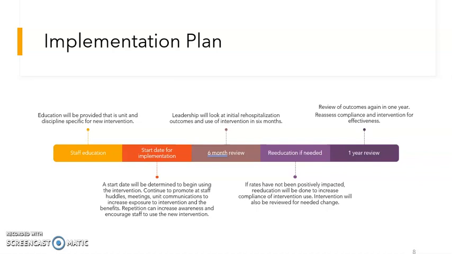There will then be a 6-month review of the initial outcomes and how frequently the intervention was used. If rates have not been positively impacted, re-education will be done to increase compliance with the use of the intervention. The intervention will also be reviewed for any needed changes. Last, we will have a 1-year review of outcomes and again reassess compliance and effectiveness of the intervention. Implementing change is a big job and takes teamwork and coordination to become an everyday practice.